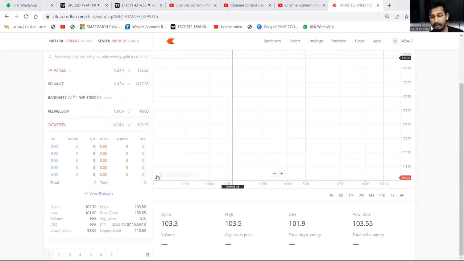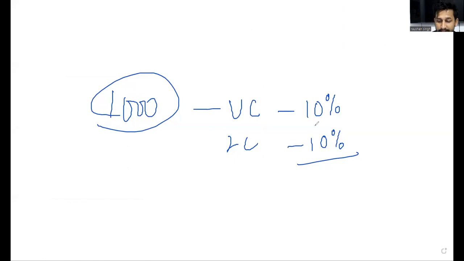Initially, as soon as the market is opening, the upper circuit will be fixed at 10% and the lower circuit will be fixed at 10%. So can you please tell me, if a stock price is 1,000, what will be the upper circuit for this one? And the lower circuit? Upper circuit will be 1100 and lower circuit will be 900.